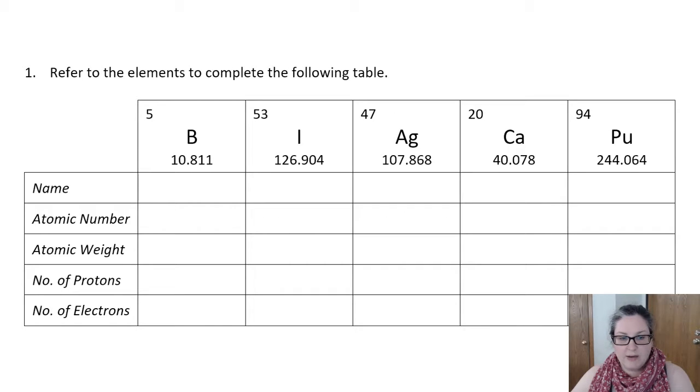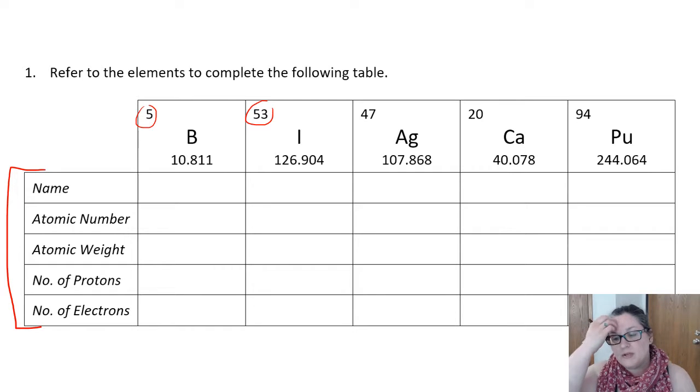So let's take a look at number 1. Refer to the elements to complete the following table. The information on the left is what you will need for each of them. You're going to look at number 5b, 53i, 47ag, etc. to figure out that information. So let's take a look at the periodic table.